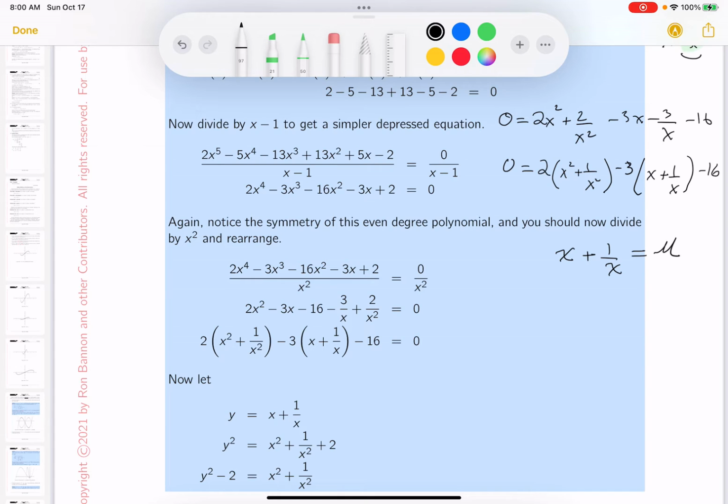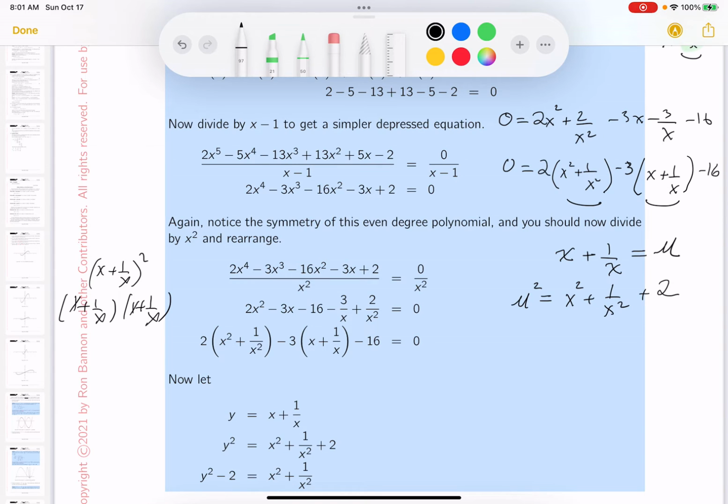I don't like the look of that either, so I actually have to put u squared down. I want to see what that looks like. If you're struggling over here, if you want to know what u squared is, it's x plus 1 over x, squared, which is x plus 1 over x times x plus 1 over x, which isn't bad, by the way. That's just going to be x squared plus 1 over x squared. And then the middle term would be 1 plus 1, which is 2.